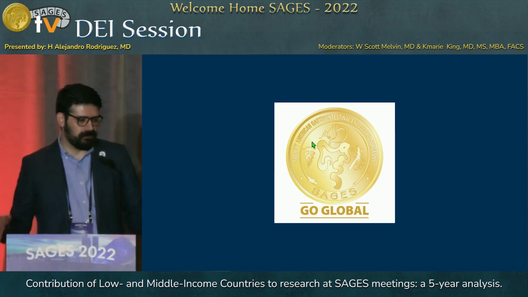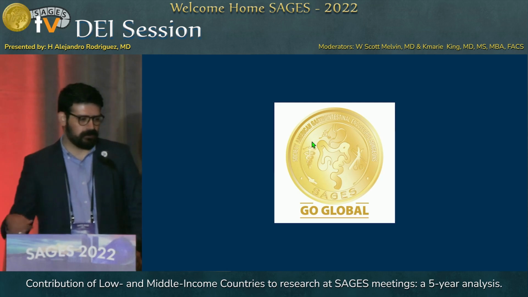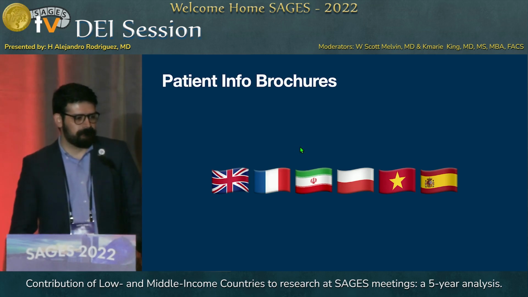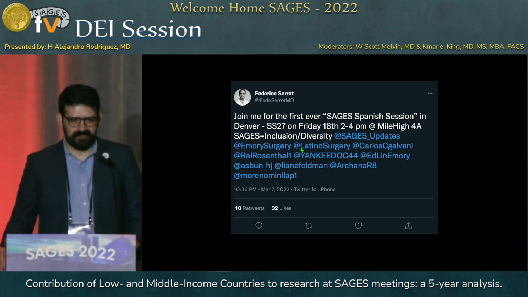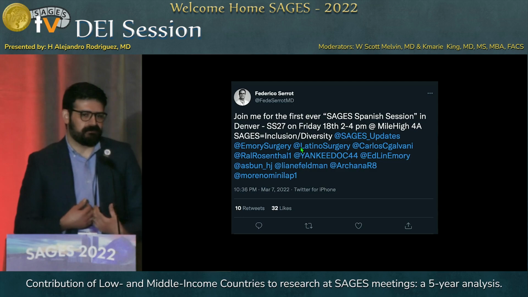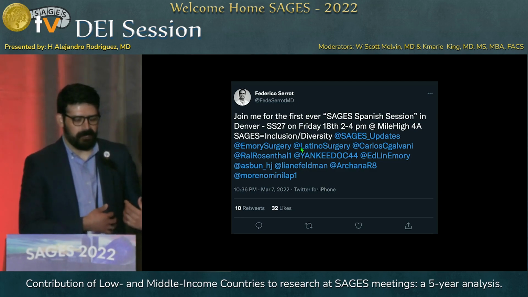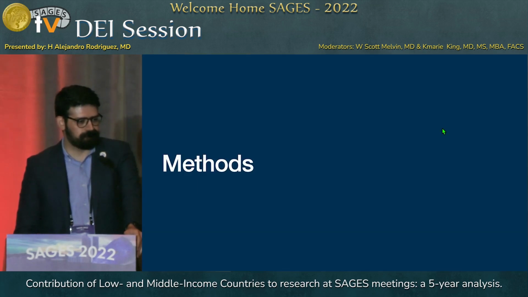We have our Global Affairs Committee. They have their Go Global project. They've done wonderful work in Morocco, Peru, Mexico. We have patient information brochures in a bunch of languages. Even this Friday, we're having our first ever SAGES Spanish session. So again, this isn't a society, I think, that is just looking to America for its participation and for its mission. And so our methods are fairly simple.